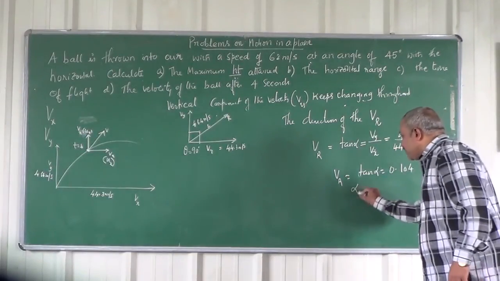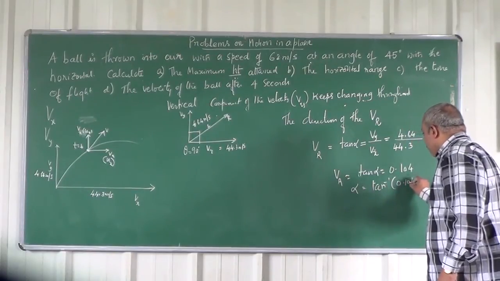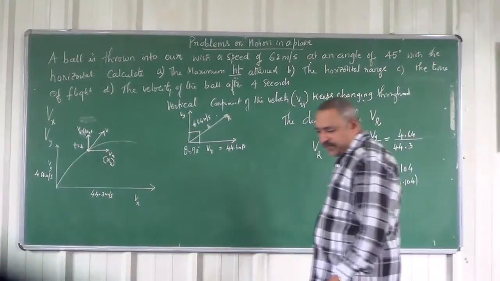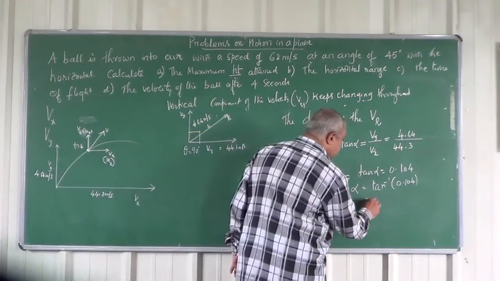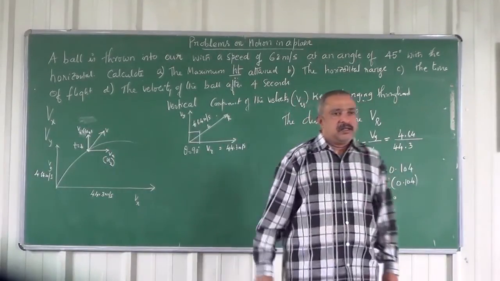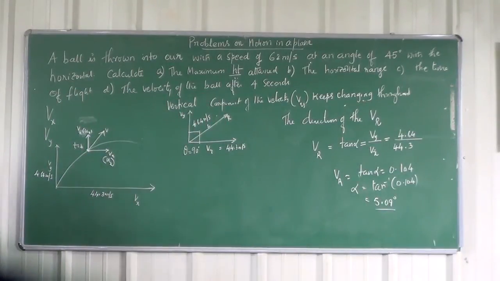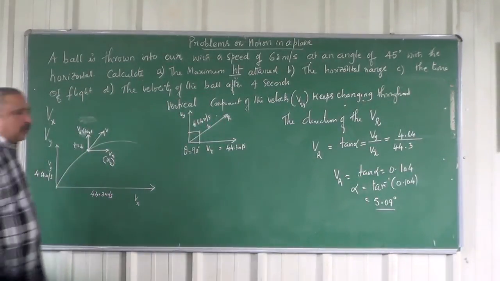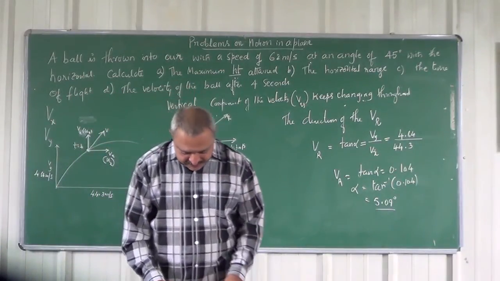So alpha equals tan inverse of 0.104. If you look up the value of this, it's around 5.09 degrees. This is extra information which is not asked, but anyway, you now know how to find the direction of the resultant velocity after a given time.